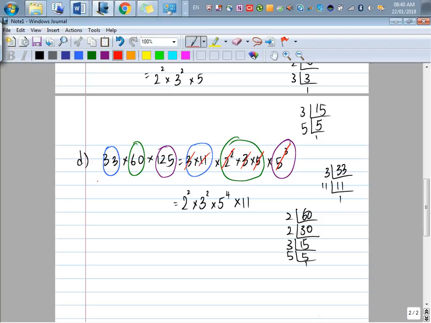I do not have to multiply them out to get a gigantic number, and then start to do my division. It's very tiring. This way is easier.